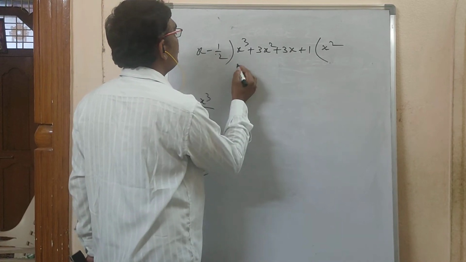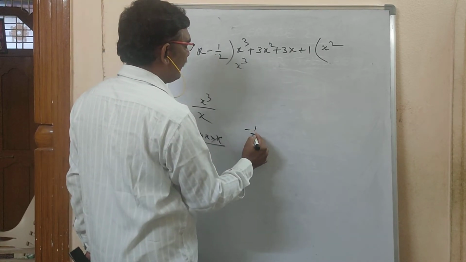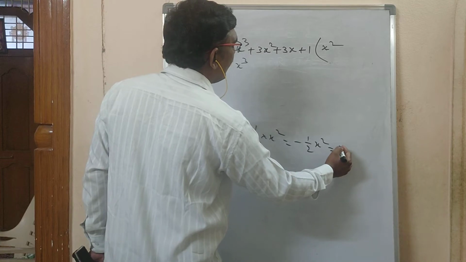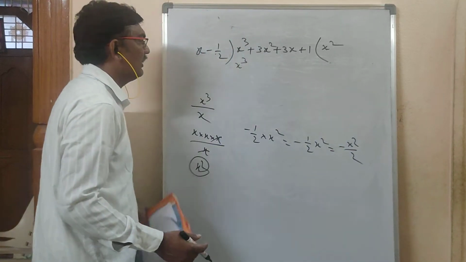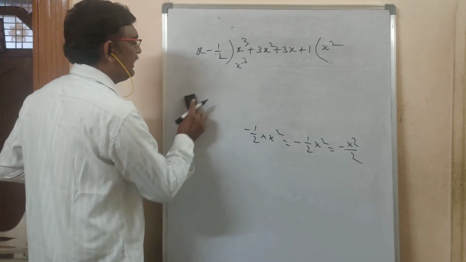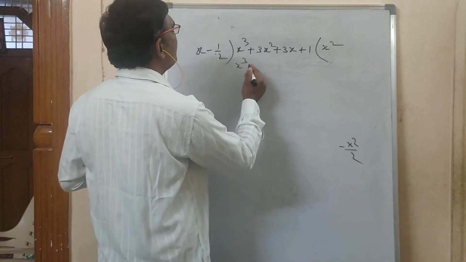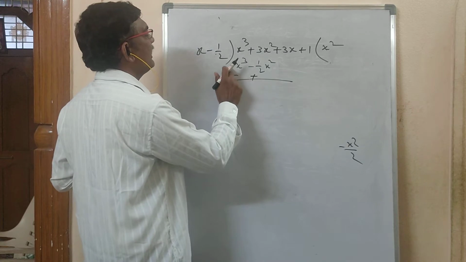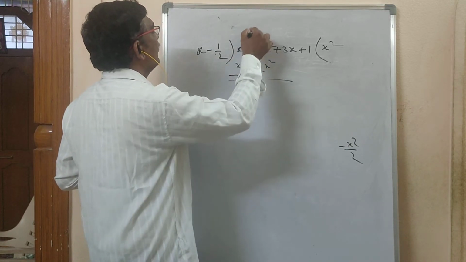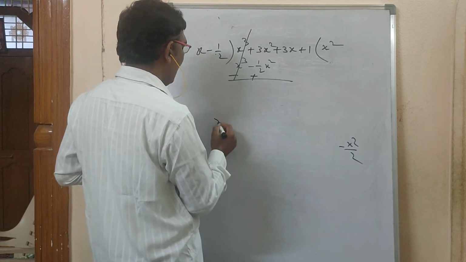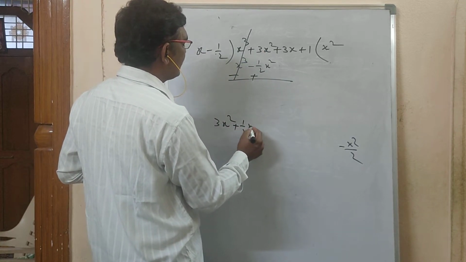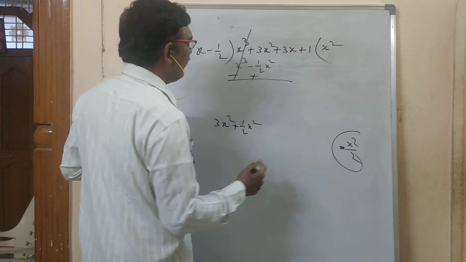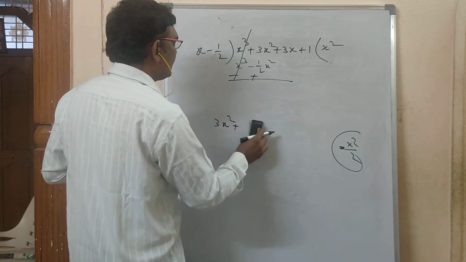x into x square is x cube. Minus half into x square, you are getting minus half x square, or you can write minus x square by 2. Both are the same only, so whatever you want you can write here. So minus half x square. Now minus plus. Why minus plus? I said to change the symbols for the downward part. First 2 will be cancelled. Here you have 3x square plus half x square. I said half x square can be written as x square by 2, or not? Half x square and x square by 2 are the same only.